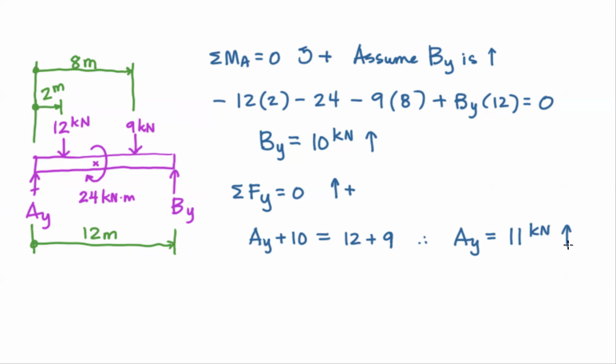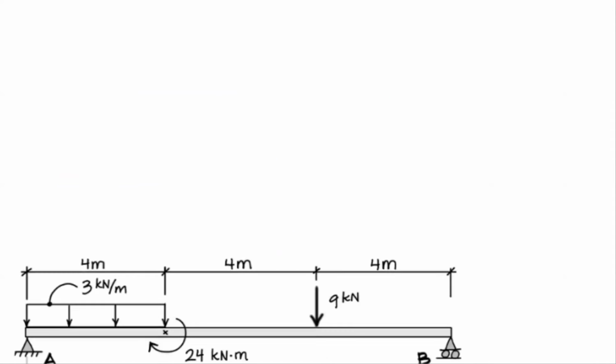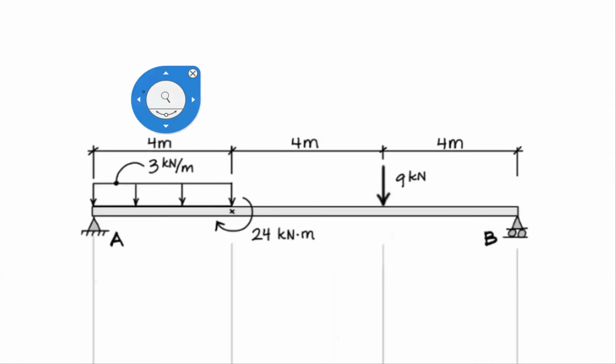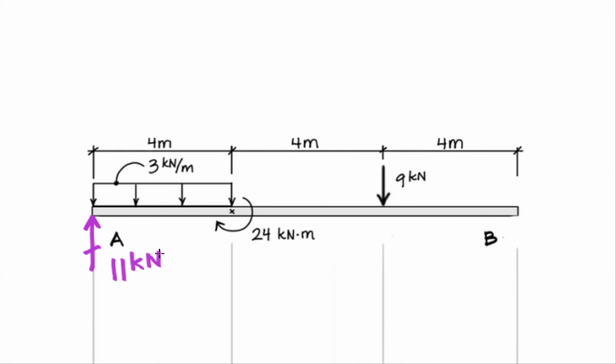Now that we have our reactions, we can put them here. I'm going to remove the support and replace it with its effect on the body. So at A, we had said 11. And B, we had said 10. We can just clean that up a little bit.